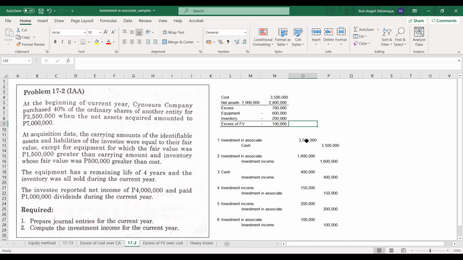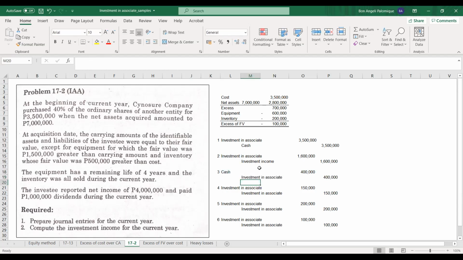So, ang recording natin is first, i-record natin investment na 3,500,000. So, debit investment in associate, 3,500,000 and credit to cash. Then next is yung share natin dito sa net income na 4 million. So, sa 4 million, 40% is sa atin. So, dahil equity method, it will increase our investment in associate account and increase also the investment income. Third is our share in dividend. So, na nagkakaroon ng share sa dividends is nagde-decrease yung ating investment in associate account.